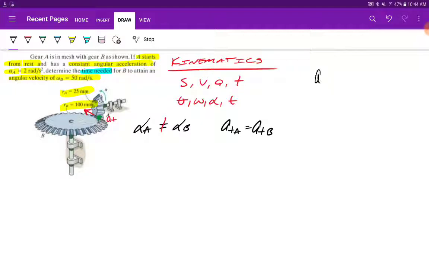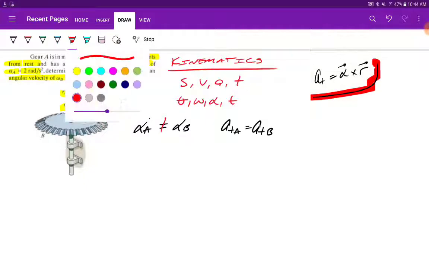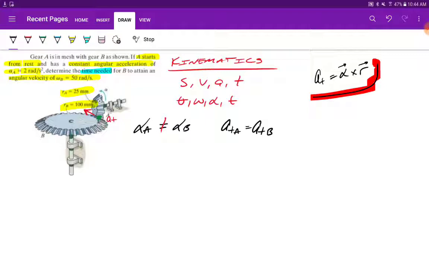We know that a equals alpha cross r. You do have to know that by heart. Unfortunately, it's just one of those things. So all I have to do is plug and chug this into both renditions of the tangential acceleration. It's going to give me a way to rewrite this equation in an angular format. So I get alpha of A times r of A equals alpha of B times r of B. That's not that big a deal.